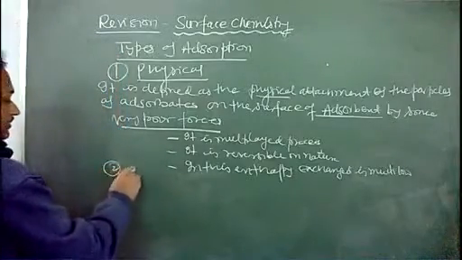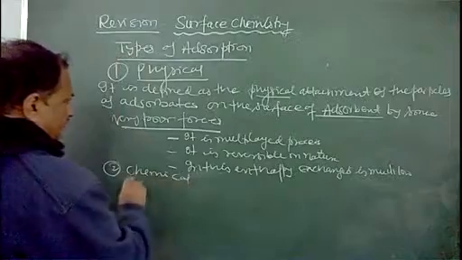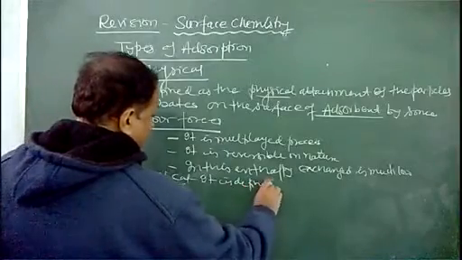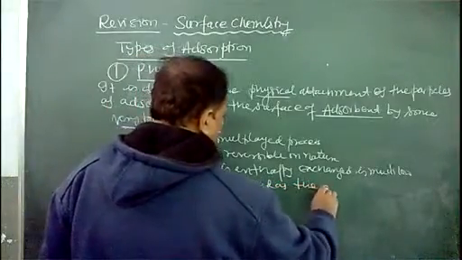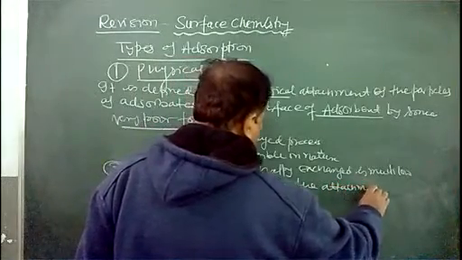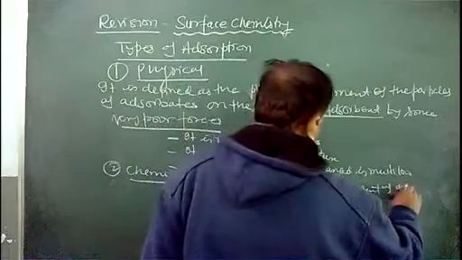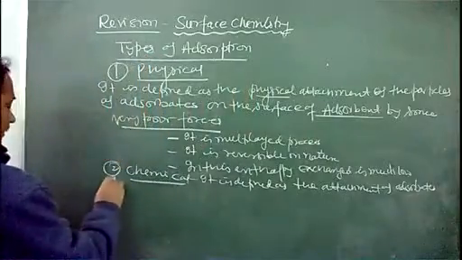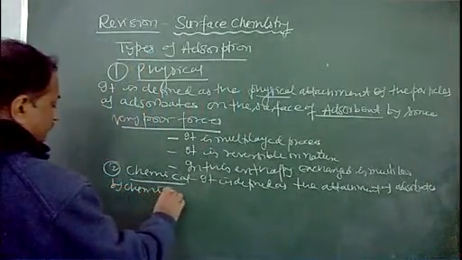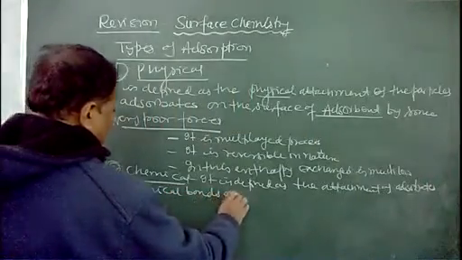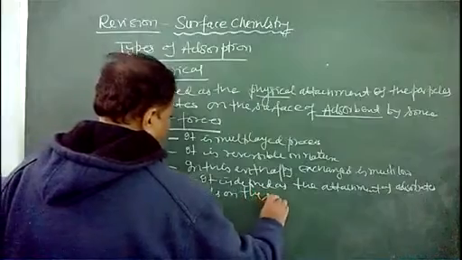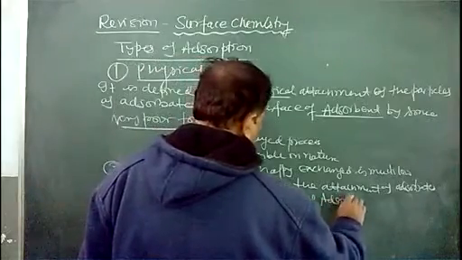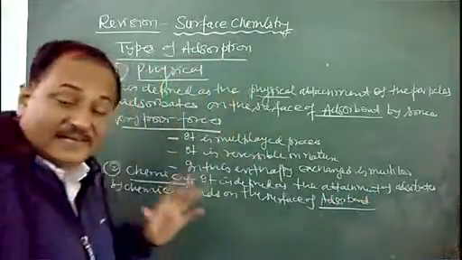Now coming to chemical. So, children, chemical adsorption is defined as the attachment of adsorbates by chemical bonds on the surface of the adsorbent. So it is attached by chemical bonds.